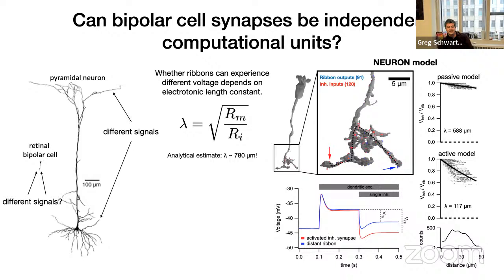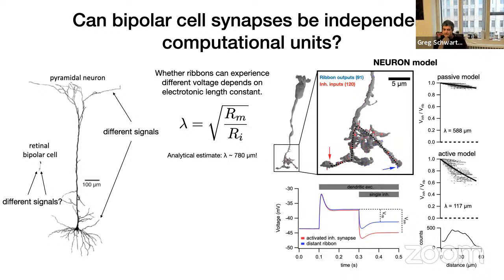This is what I was hoping was going to be the answer. David added as many active conductances as he could, really pushed it to the limits. Still 117 microns. I wanted this to work. I wanted there to be some kind of voltage explanation, some really cool trick with the active conductances that caused this to work. But I just don't think it's possible.